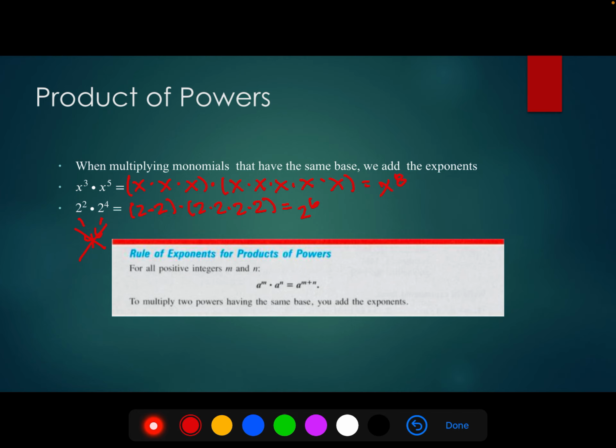And here's that rule of exponents for products of powers. It just says for all positive integers m and n, a to the m times a to the n is equal to a to the m plus n. So you can see again, they're just adding these exponents together.